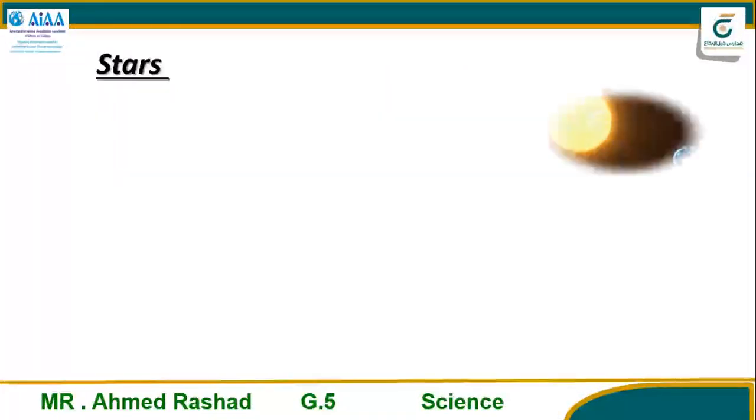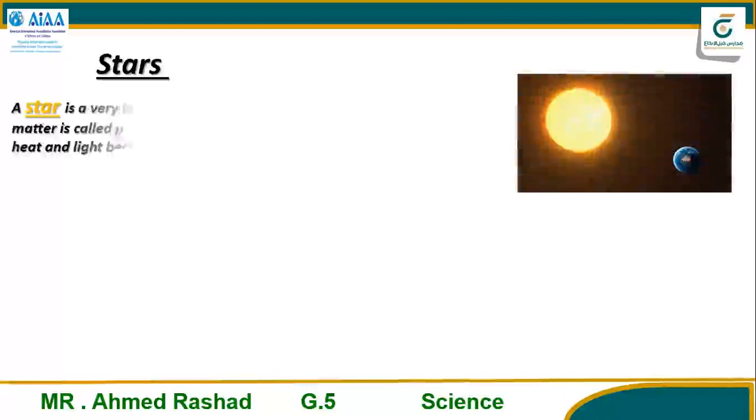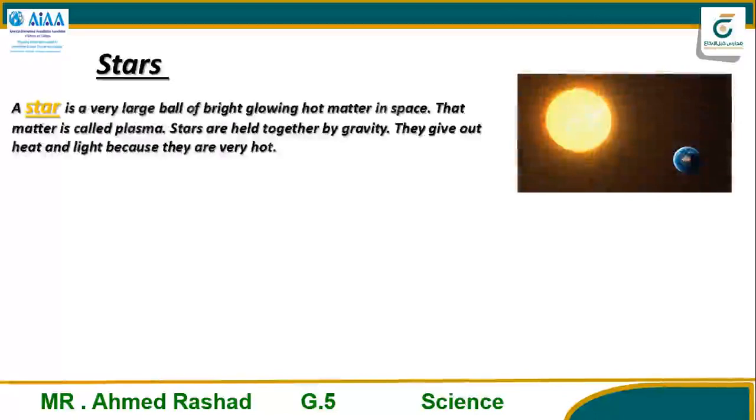Stars. In simple words, a star is a very large ball of bright, glowing, hot matter in space. That matter is called plasma. So stars are made up of plasma, a kind of matter like solid, liquid and gas. Stars are held together by gravity, called universal gravity.